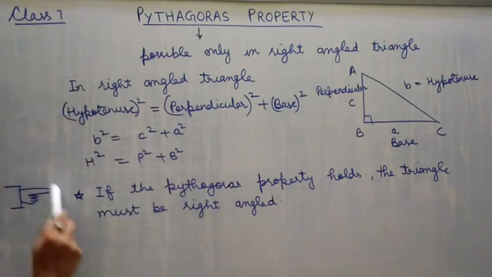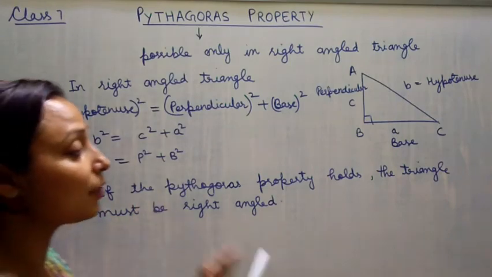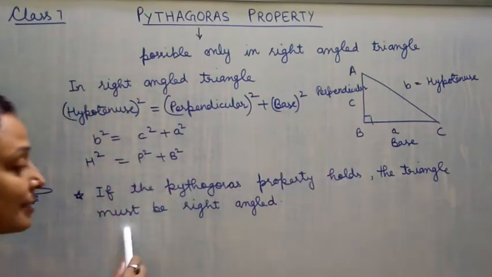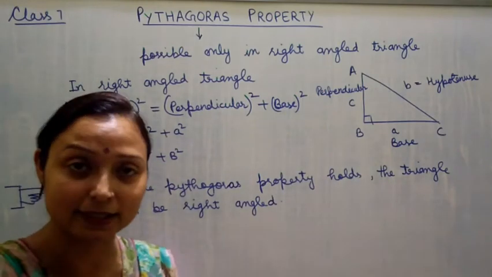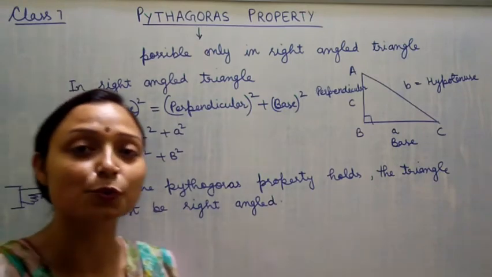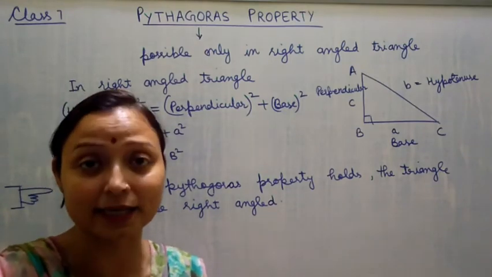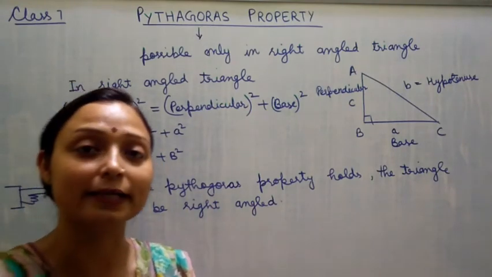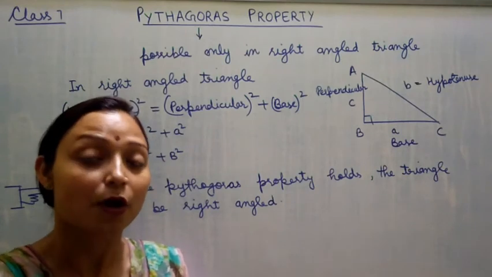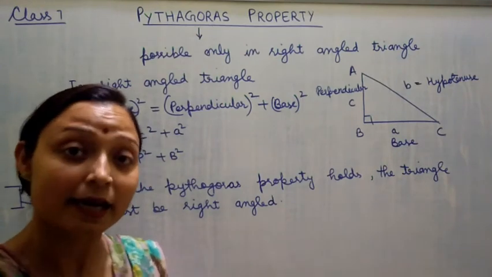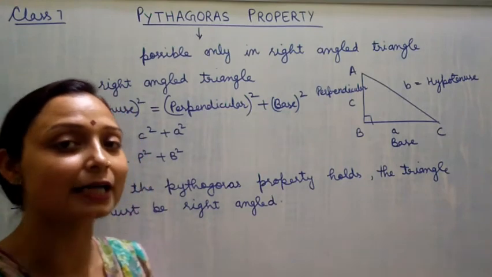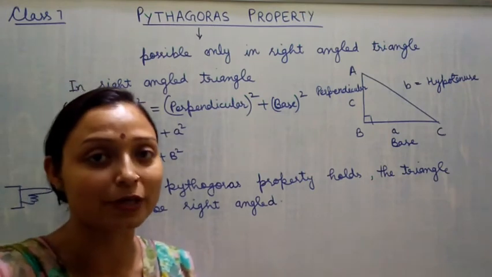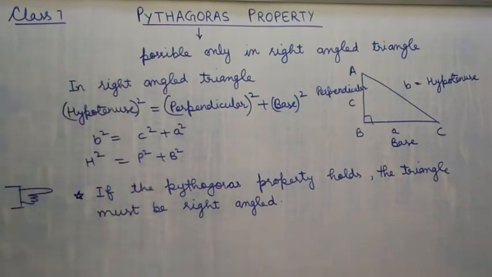The important thing is, if the Pythagoras property holds in any triangle, then the triangle must be a right angle triangle. So this property is used to find whether the triangle is right angle or not. It is very useful for finding the type of a triangle, whether it is a right angle or not. So let's start with the exercise and see how we can apply this property for solving a question. Let's start from the first question.